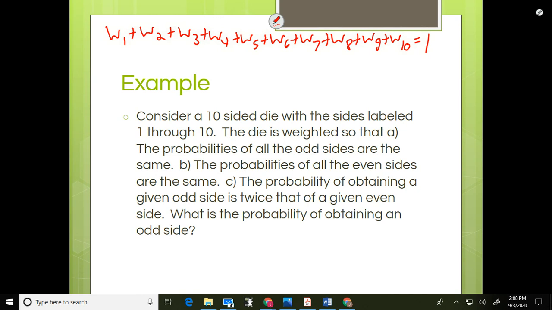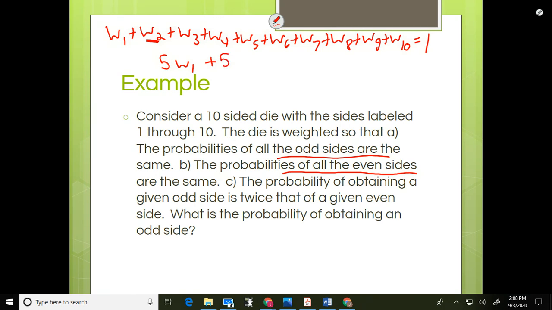So if I know all the odds are the same, so that means 1, 3, 5, 7, and 9 are the exact same thing. All right, there's 5 of those. So I can just take all those and combine them and just say 5W1, since 1, 3, 5, 7, and 9 are all the same. I can do the same thing with the evens. So I can just say W2, because 2, 4, 6, 8, 10 are all the same.